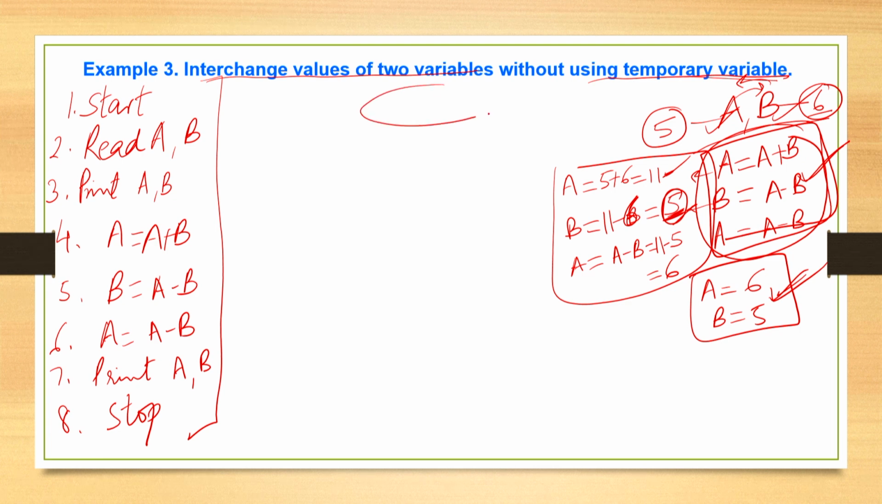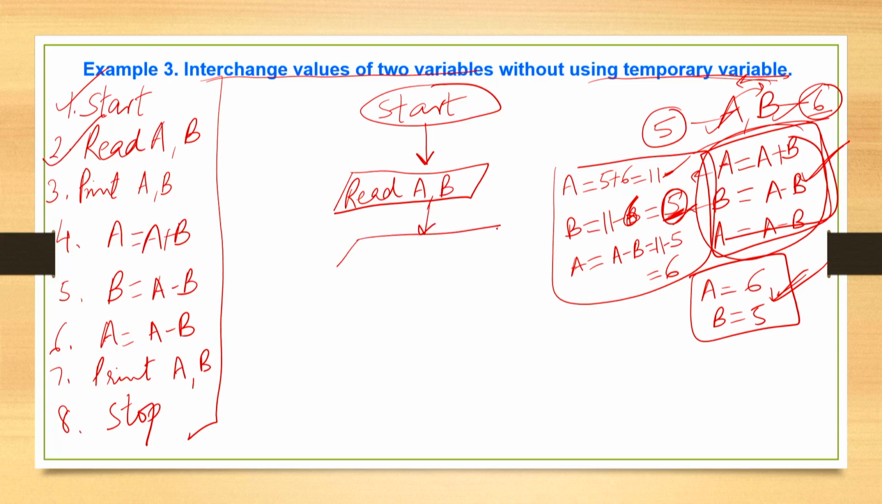So what's the flow chart of it? First step is start. Then next step is read. So we read, or you can say input, A and B. Then it says print. So it prints the value of A and B, that is before swapping.